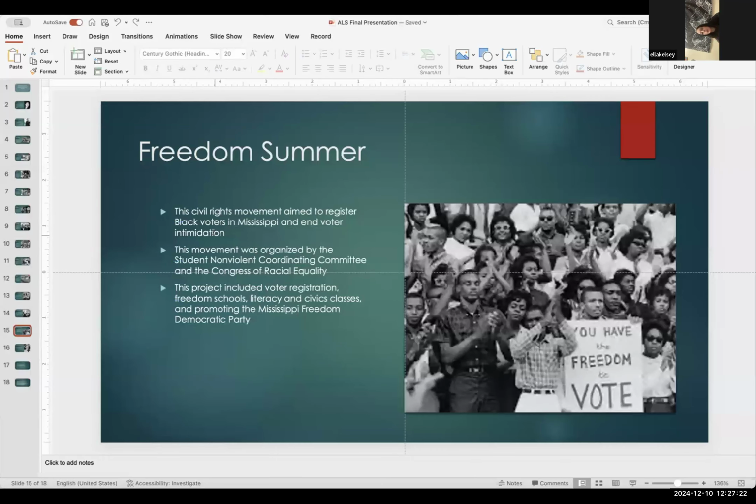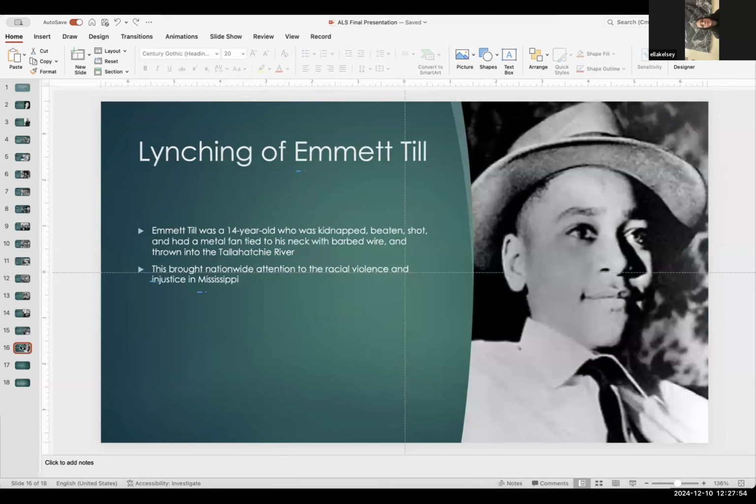And the next one is Freedom Summer. This was a civil rights movement aimed to register Black voters in Mississippi and end voter intimidation. This movement was organized by the Student Nonviolent Coordinating Committee and the Congress of Racial Equality. This project included voter registration, freedom schools, literacy and civics classes, and promoting the Mississippi Freedom Democratic Party.